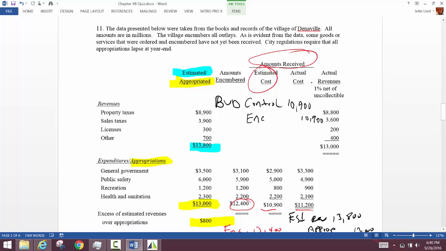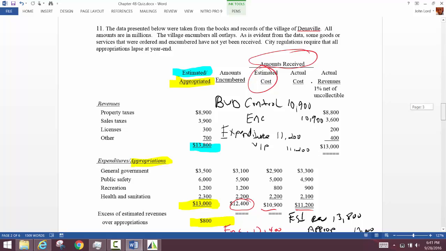What else? I have to set up the expenditure, don't I? Isn't that what we do every time? How much was the expenditure? 11,200, and we credit cash. I'm going to do vouchers payable. 11,200? Okay. And so what happens?